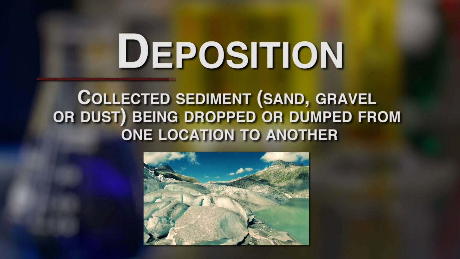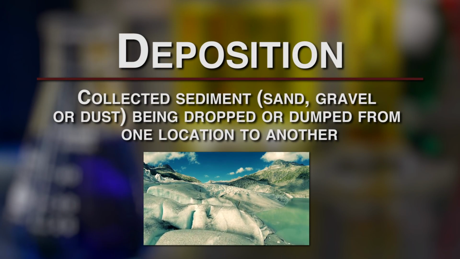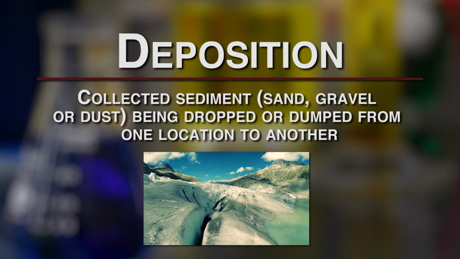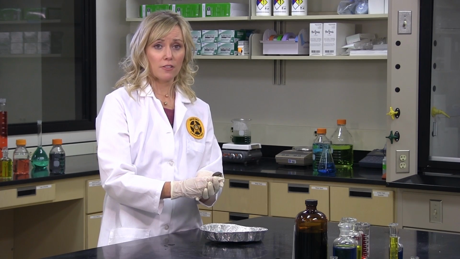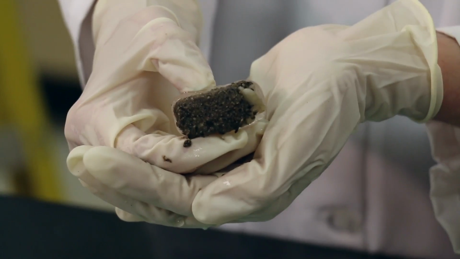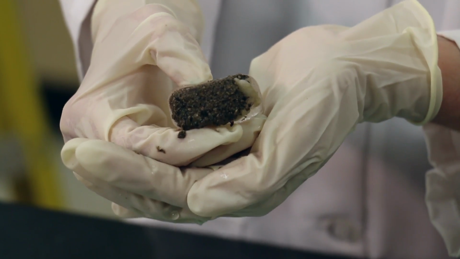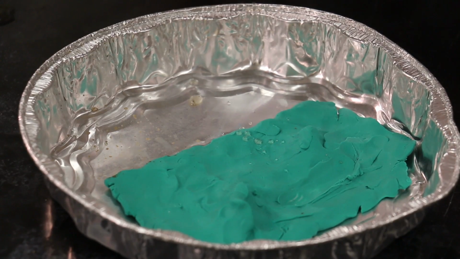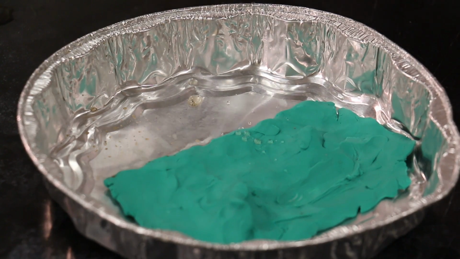Another way erosion occurs is through deposition. Deposition is collected sediment, sand, gravel, or dust being dropped or dumped from one location to another. Today we're going to do an experiment showing how deposition works. So we took an ice cube and added gravel to it to create a glacier that we're going to take across the surface of our clay map.